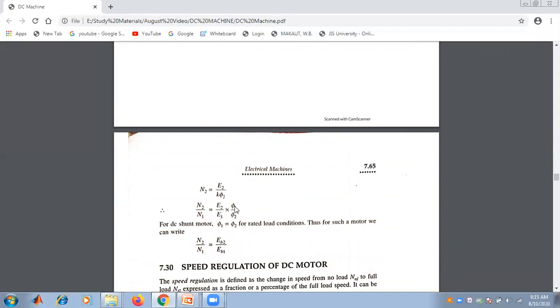Now in case of the DC shunt motor, we all know that phi 1 is equal to phi 2 for the rated load condition. Thus, for a DC shunt motor, we can write N2 by N1 equal to E2 by E1.